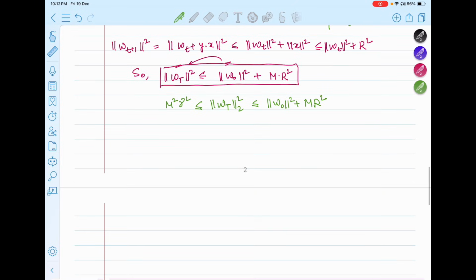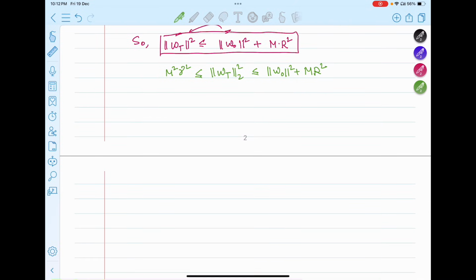Now comes the assumption part. See, if you're assuming that W_0 is equal to 0, then from here you can simply say that hey, M square gamma square is less than M R square. And then you can say that M is less than or equal to R square by gamma square.